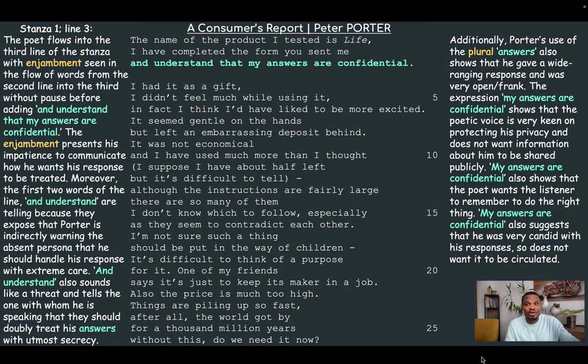My answers are confidential also shows that the poetic voice wants the listener, that's the person with whom he's speaking, to remember that they do the right thing. You have to do the right thing. Understand that my answers are confidential. My answers are confidential also suggests that he was very candid with his response, so he does not want his response to be circulated.